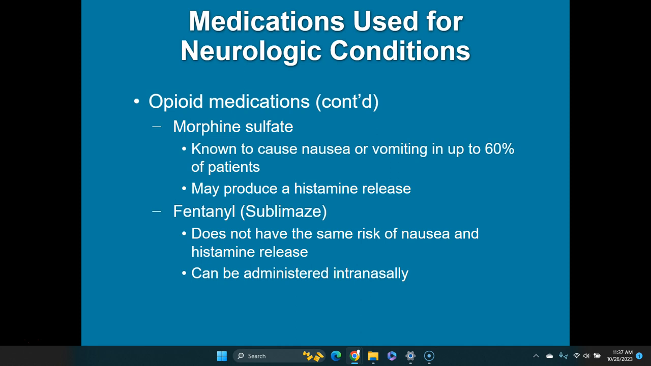Fentanyl is the synthetic version of that. More selective, like we talked about, better at selecting those receptor sites. Doesn't cause near as much nausea or histamine release. Doesn't cause the hypotension that morphine can cause. Pretty safe drug, as long as it's given in a clinical setting.